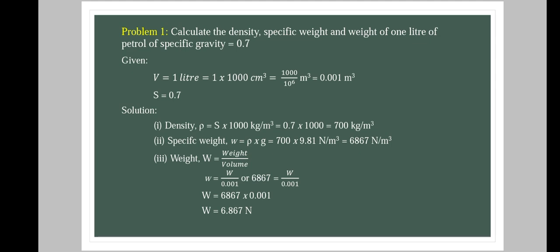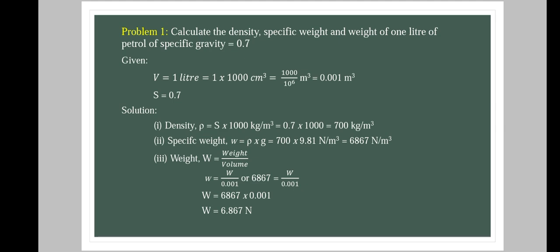Applying the 3 formulas, we will get the values. First thing is density, that is rho. The formula will be S into 1000 kg per meter cube. Here the S value will be 0.7, and with 1000, that is 700 kg per meter cube. And second is specific weight. Here w is equal to rho into g, which is 700 into 9.81 Newton per meter cube. Multiplying these values, we will get 6867 Newton per meter cube.